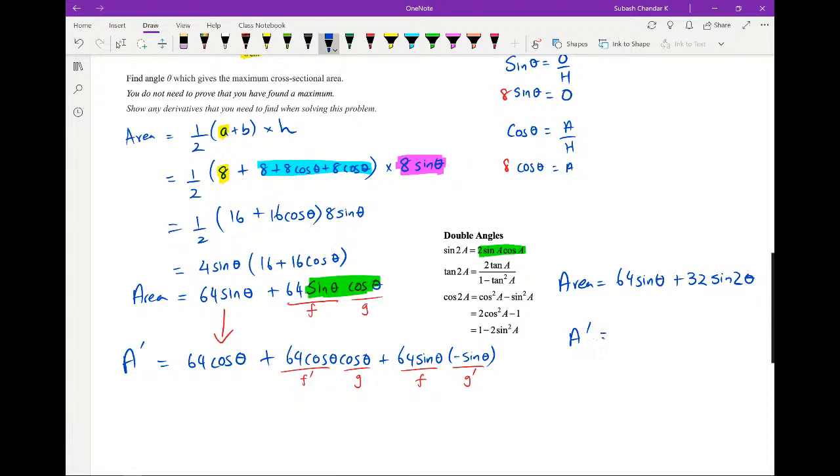So then A dash is equal to 64 cos theta plus 64 differentiation of sine 2 theta. Let me do it a long way for you guys. So you're going to get 32 cos 2 theta times 2. So A dash is equal to 64 cos theta plus 64 cos 2 theta. Now this 2 right here is the differentiation of 2 theta.